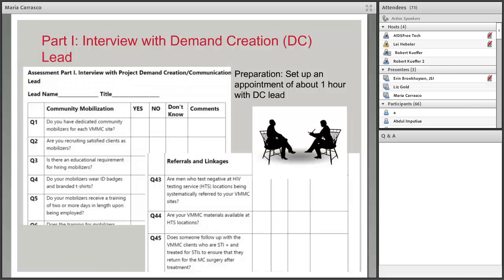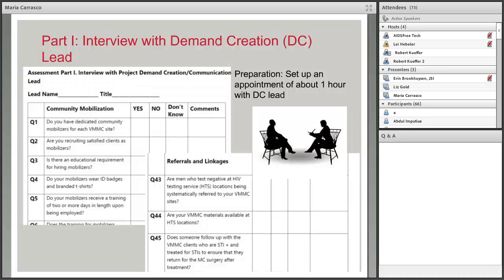To prepare for this, to assess this part, you should set up an appointment of about 1 hour to 1.5 hours with the VMMC demand creation lead. And you can see some of the questions in the slide. There are some examples here. So for example, one of the questions is, do you have a dedicated community mobilizer for each site? And are you recruiting satisfied clients as mobilizers? And so on and so forth.